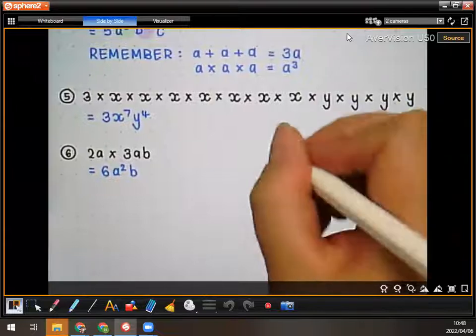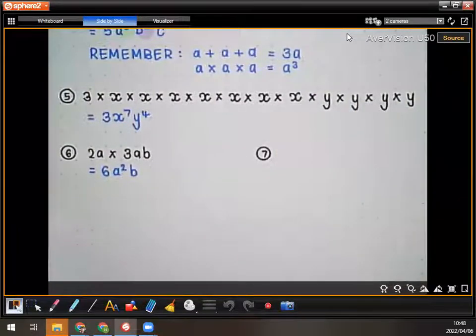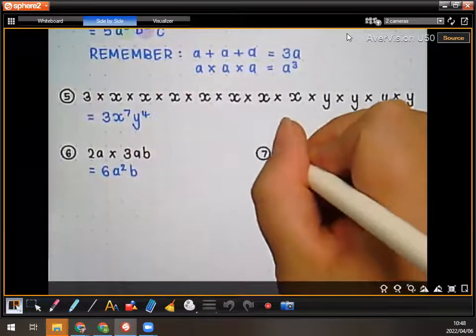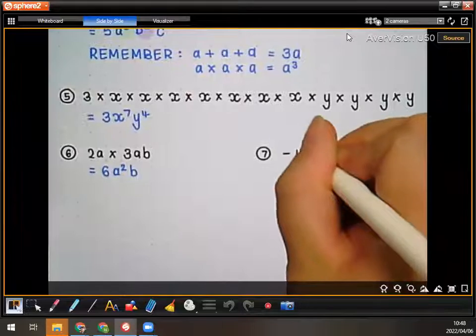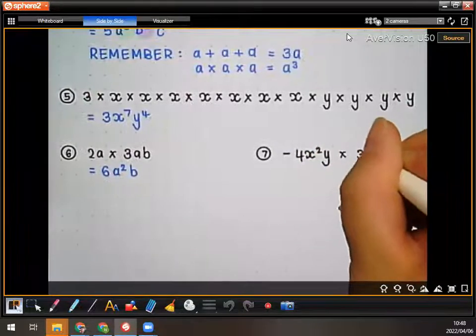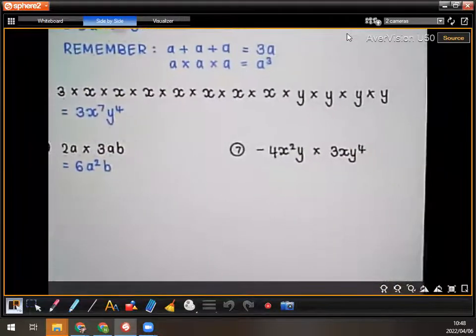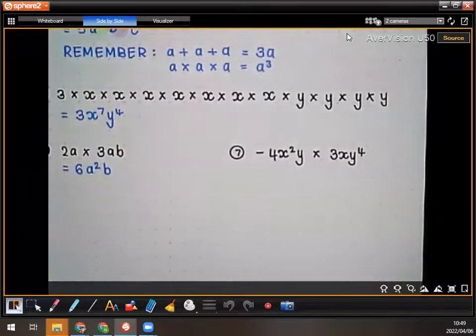All right. I'll do number 7 on the side here just to save some space. Number 7. Let's do -4 x squared y times 3x y to the 4. It's getting a bit more complicated now.